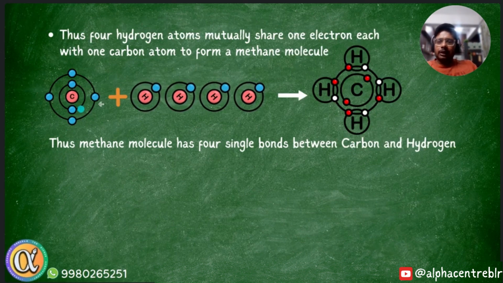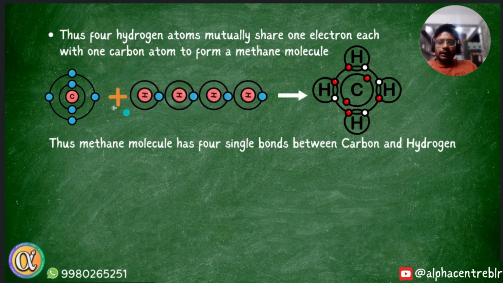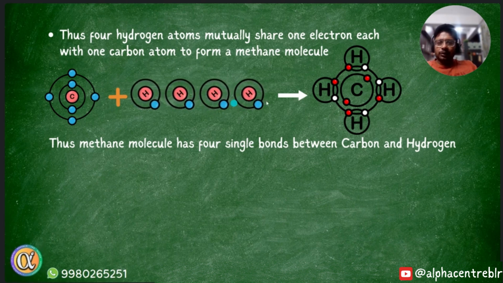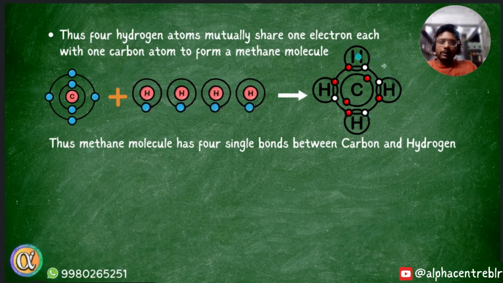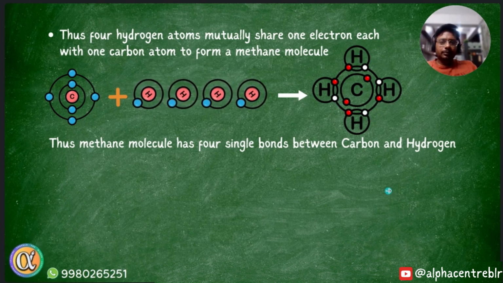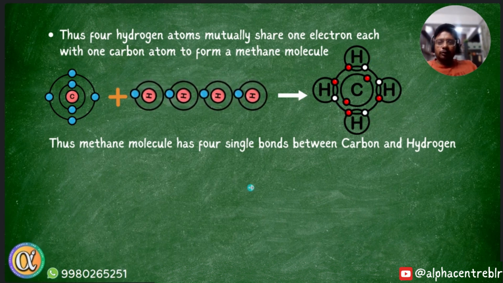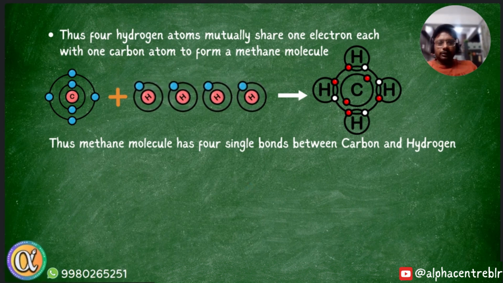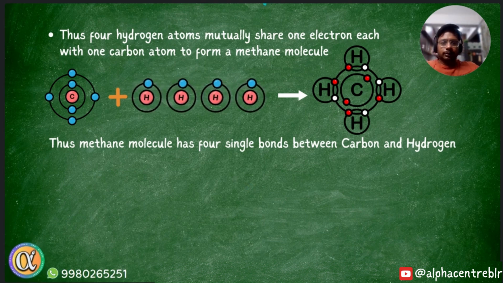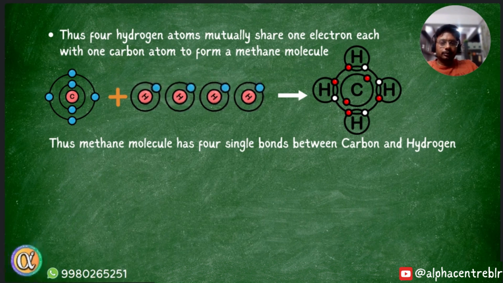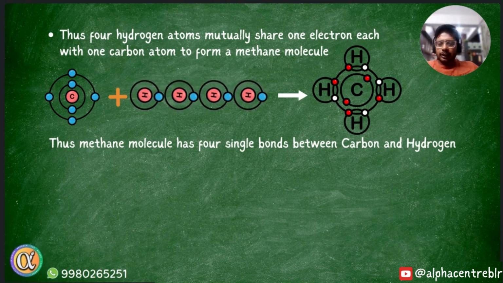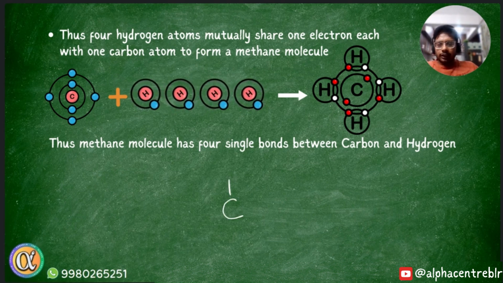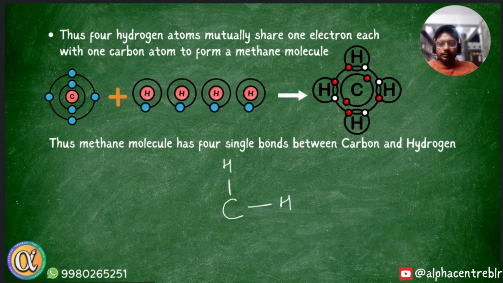Okay, so here one carbon combines with 4 hydrogen atoms and shares 1 electron with each hydrogen atom to form a methane molecule. And this is how the sharing looks. The methane molecule has 4 single bonds between carbon and hydrogen. So that would look more like this: carbon sharing 1 electron with each of the 4 hydrogens.